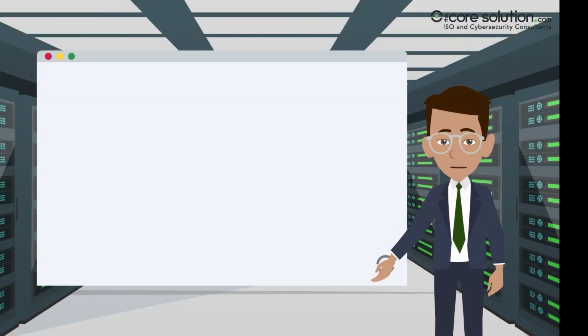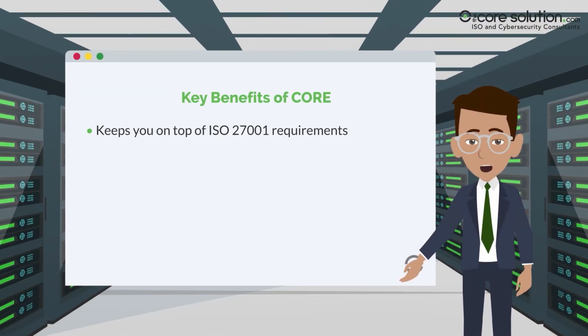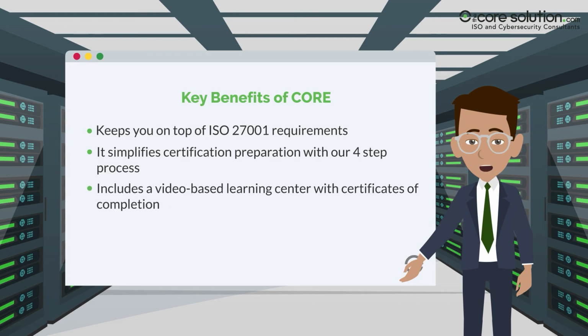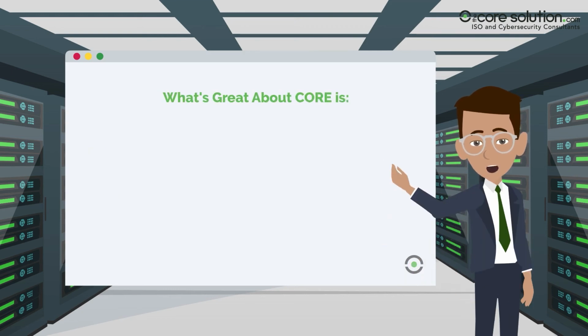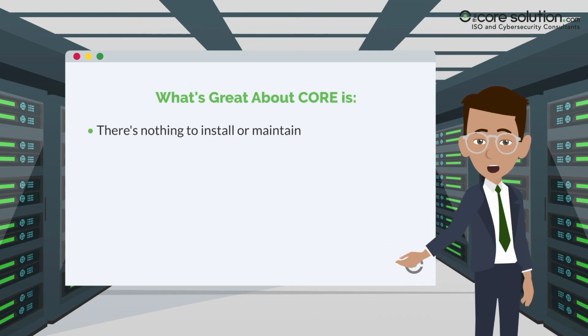So you can see there are many resources available in Core for your ISO 27001 implementation that includes help with your certification and compliance. Some of the key benefits of Core are: it keeps you on top of your ISO 27001 requirements because the platform is updated as requirements change. It greatly simplifies certification preparation with our 4-step process. Core includes an interactive, video-based training learning center with certificates of completion for everyone on your team. What's great about Core is there's nothing to install or maintain.